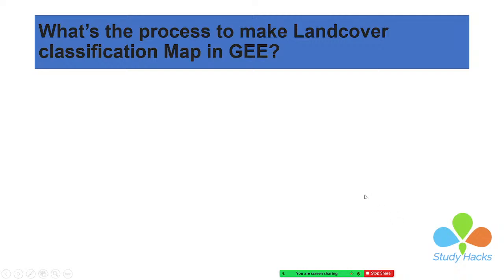First of all, selecting your ROI. Suppose you want to make the Landcover classification map for Dhaka city or the whole country boundary of Bangladesh or another region. First of all you need to select your ROI. We already covered this part because you already know how you can easily import your raster or vector data in the Google Earth Engine platform. So the first step is selecting your ROI.